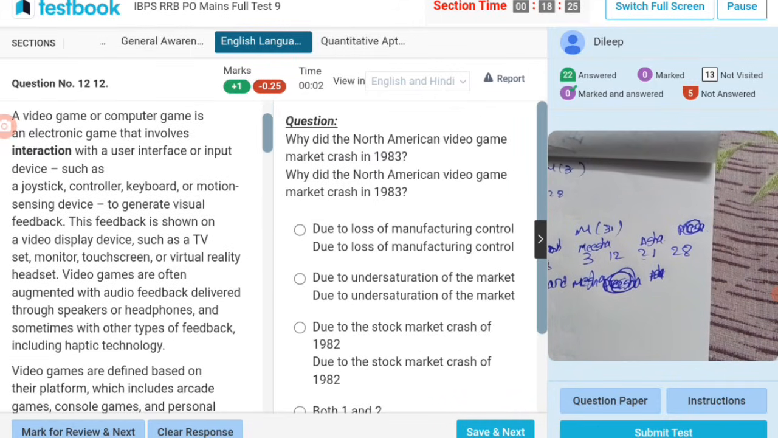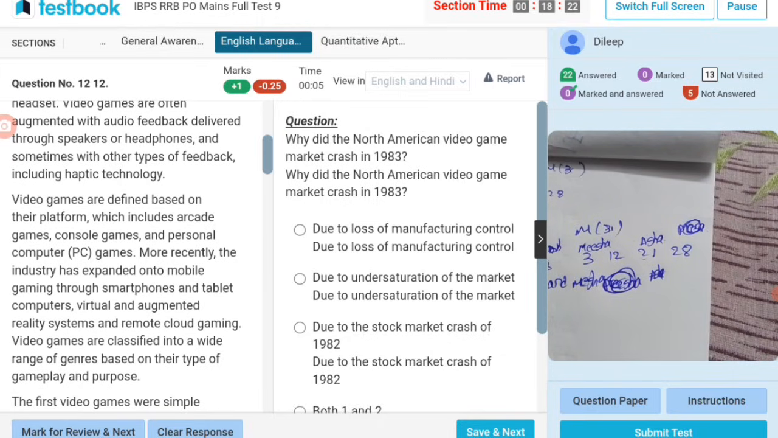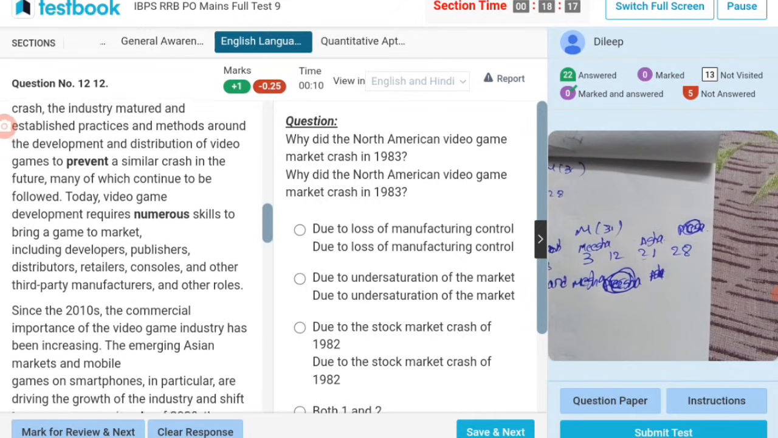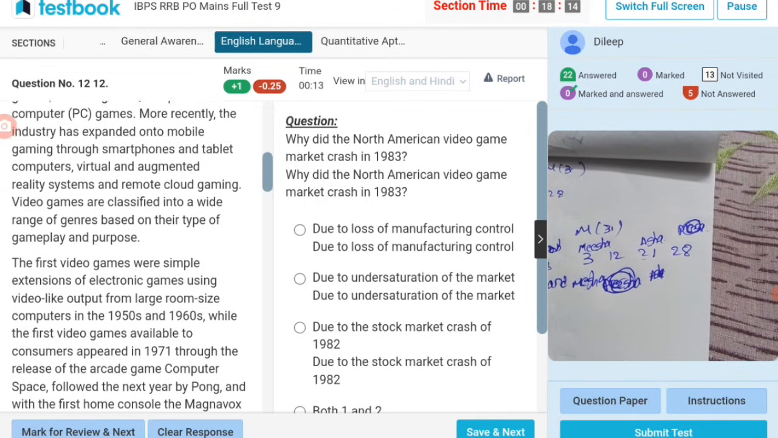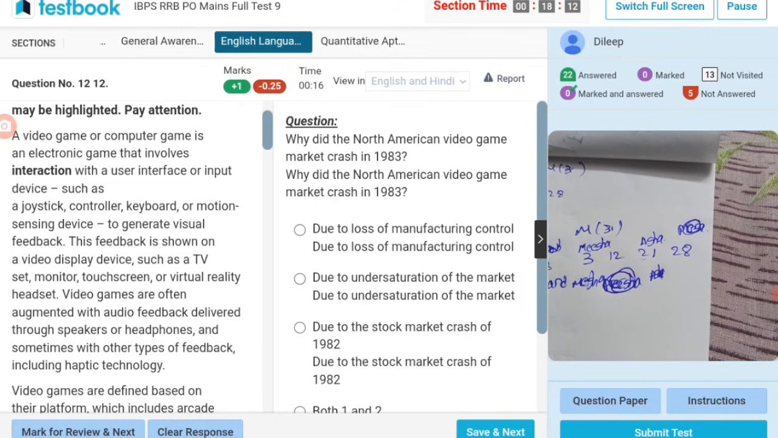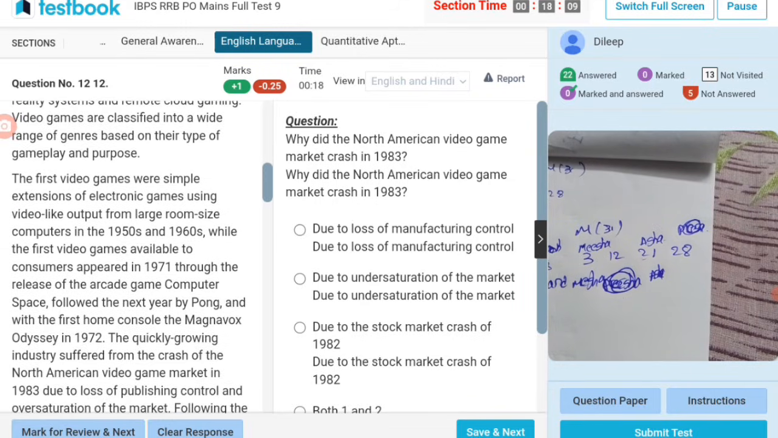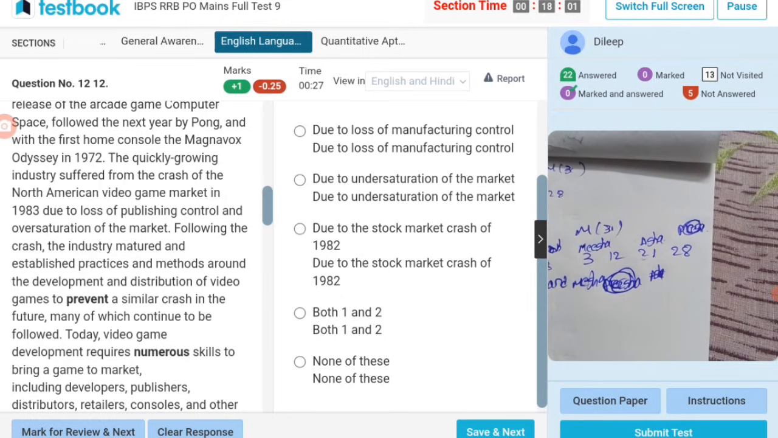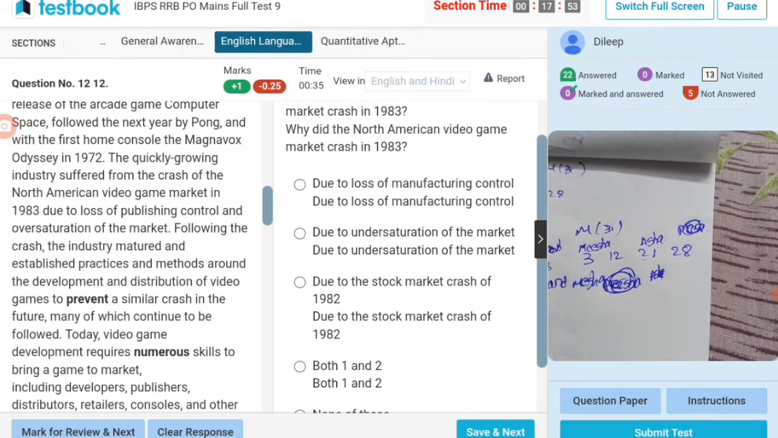Why did the North American video game market crash in 1983? So we'll search for the keyword 1983. So due to loss of publishing control and oversaturation of market. Loss of publishing control. Situation.